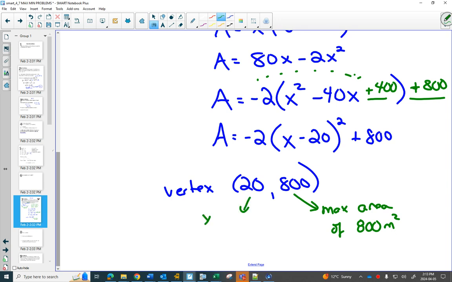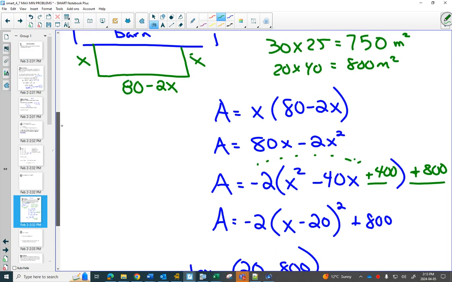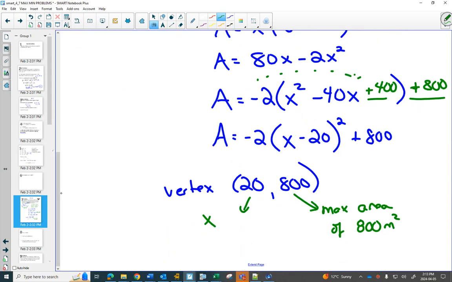The 20 is the x. Well, what was the x? We have to go back to our diagram. The x was our width, right? So if x is 20, it'd be 20 and 20, and what would be left on the other side? 40. Did someone guess the right one? Yes. Someone got the right one right to begin with.